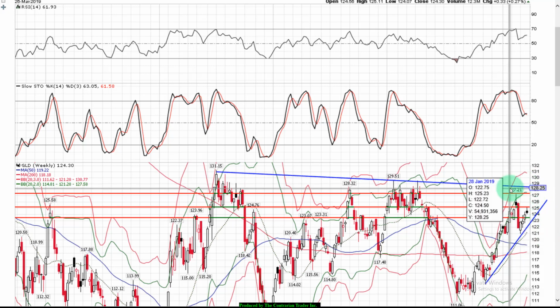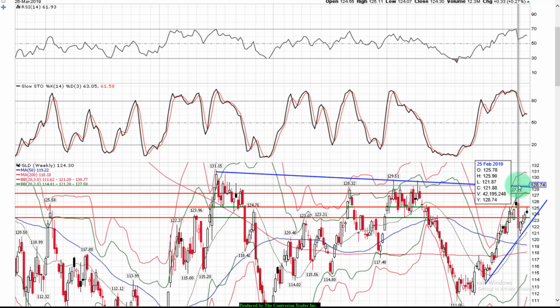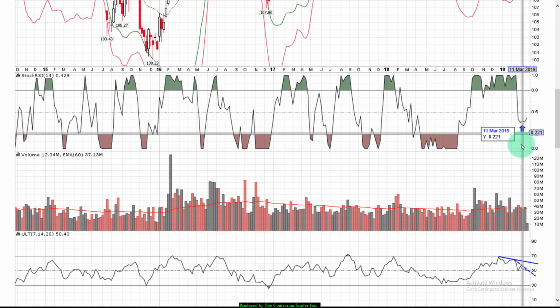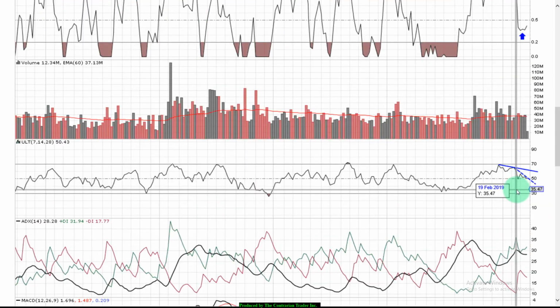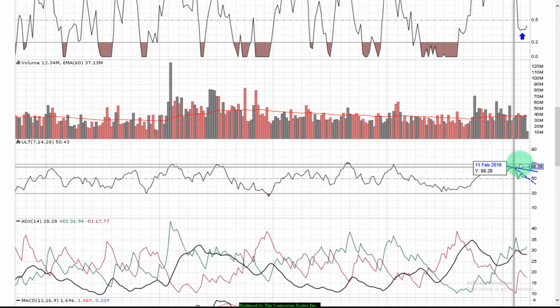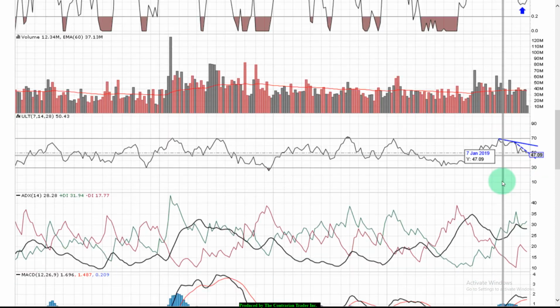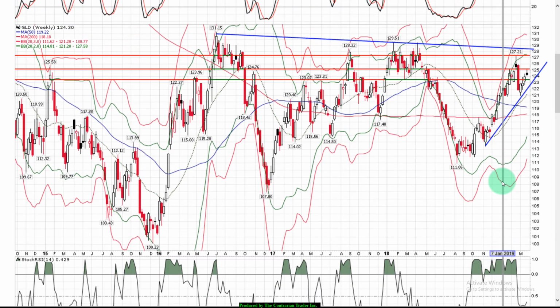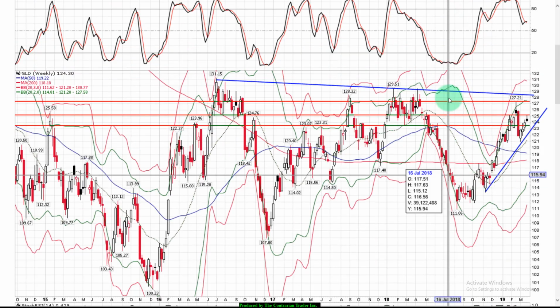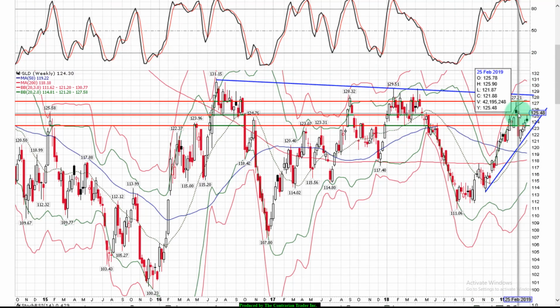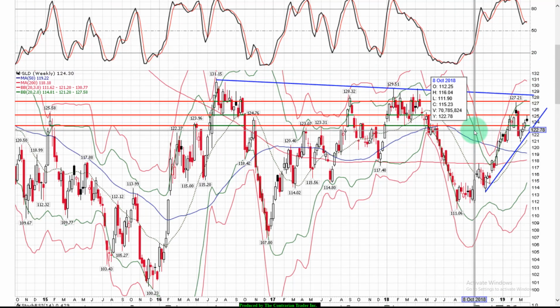If we get up to that level and we break out, it is game on to the long side for gold on a weekly basis, an intermediate term basis. Now, Stochastic RSI is hooking up. Volume these past few weeks has been good. One concern I do have is the ultimate oscillator. It is putting in lower highs and lower lows. So the weekly chart looking good. But again, I will mention resistance at the 125 level.